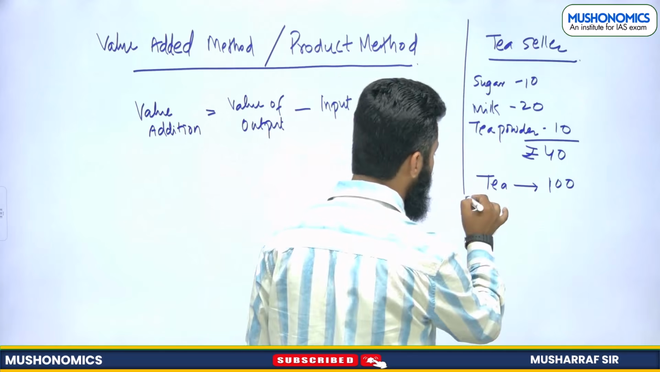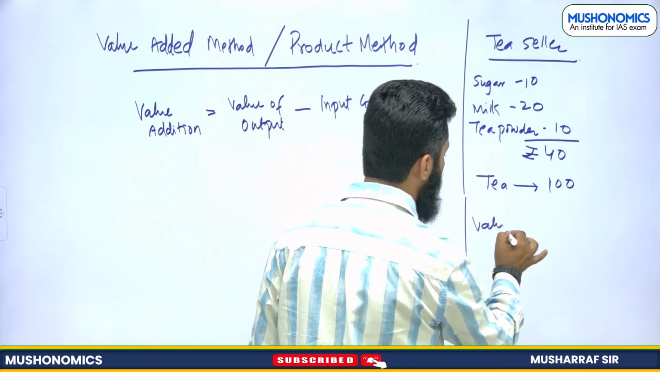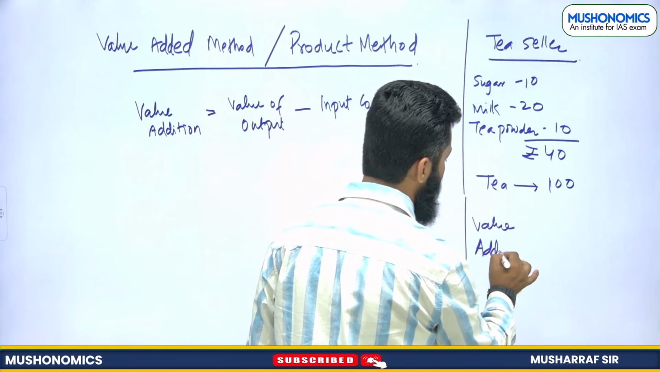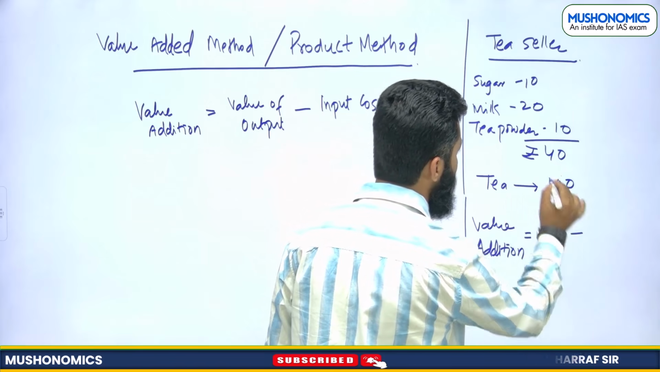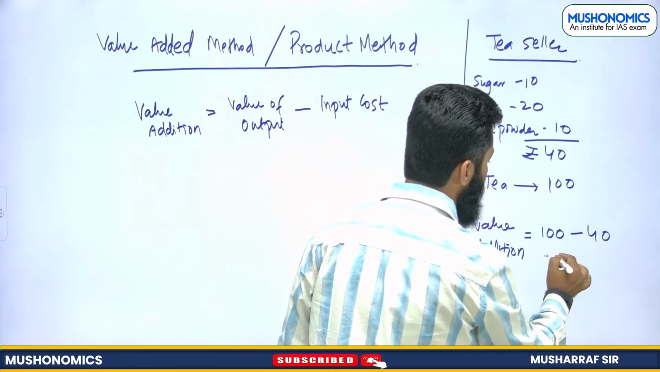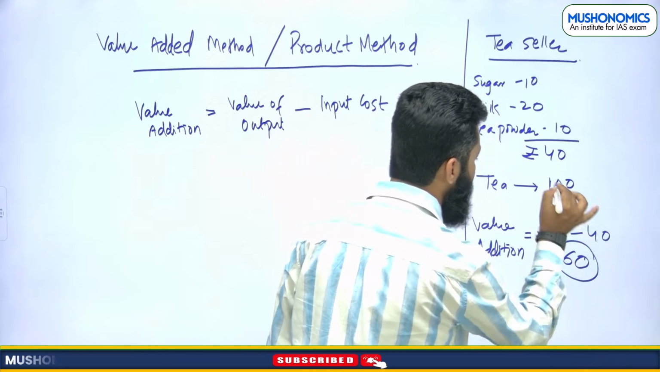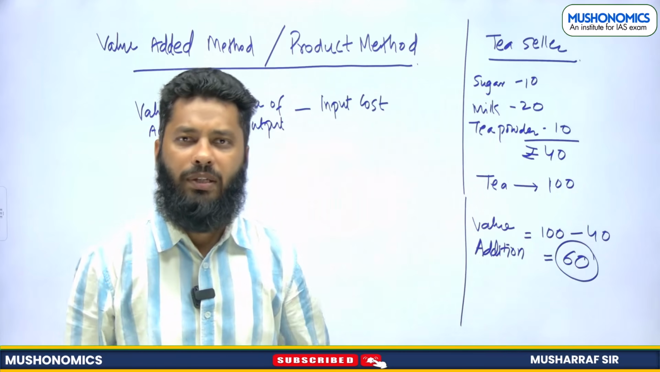So what is the value addition that we have done? Value addition is equal to the cost of output, that is 100 rupees, minus the cost of input, that is 40 rupees. So the value addition done by the tea seller is 60 rupees.